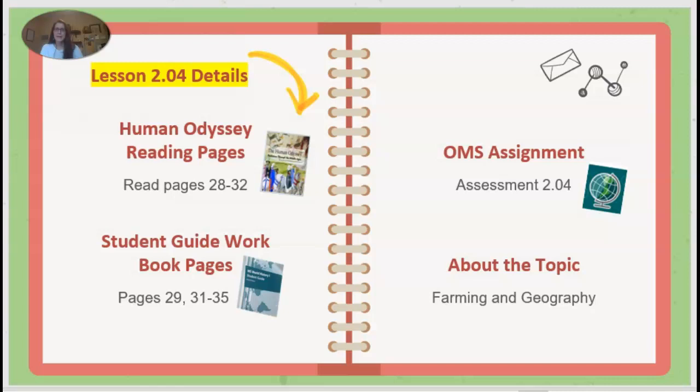For today's lesson, you have your Human Odyssey reading pages 28 to 32, and your student guide workbook pages 29 and then 31 to 35. For the OMS assignment, you have assessment 2.04. The topic is about farming and geography concentrated in ancient Mesopotamia.